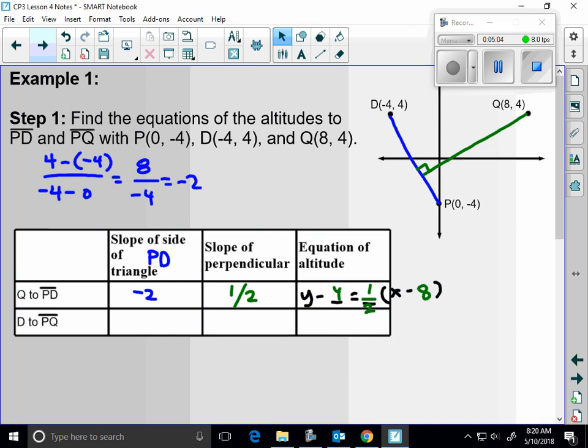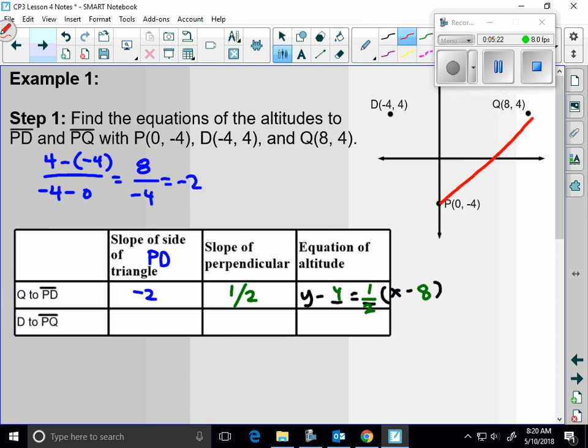Would you, with a neighbor, maybe struggle through the second one? I can sketch what you're looking for. Okay, let's sketch what we're looking for. We want to find the altitude to PQ. So I'm going to erase these.